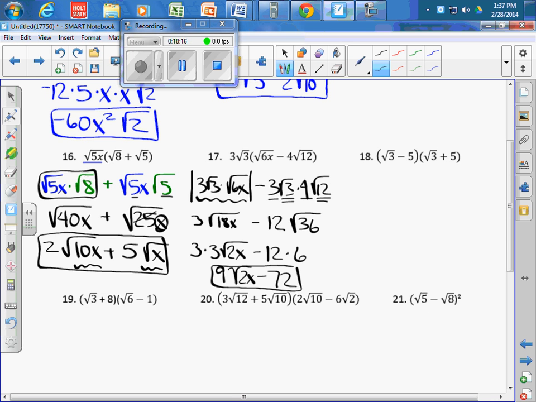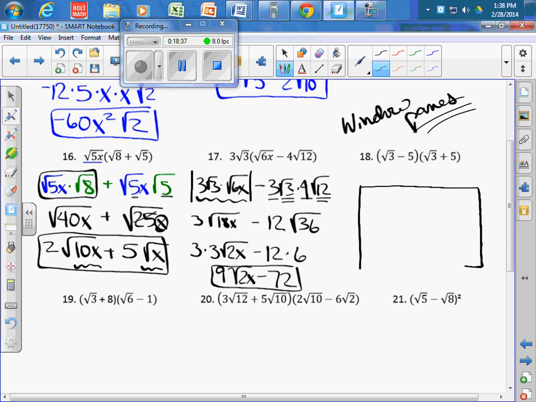Some of you, if you're watching this and you're not in my class, might look at number 18 a little bit differently than the way I taught it. The way I taught it is what I call window panes. I'm probably the only person in the world who's ever done that. I don't know of anybody else. What I'll do is draw a box, with window panes.